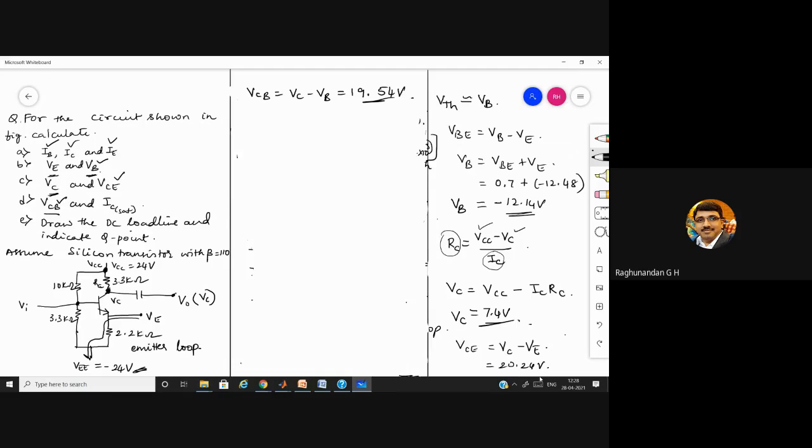Now, what else is remaining? IC saturation. To find IC saturation, what will we do?